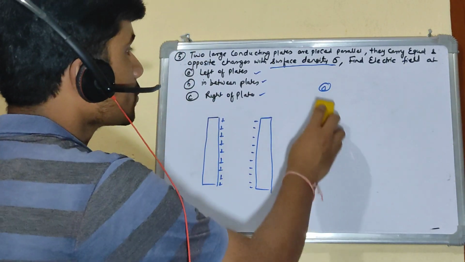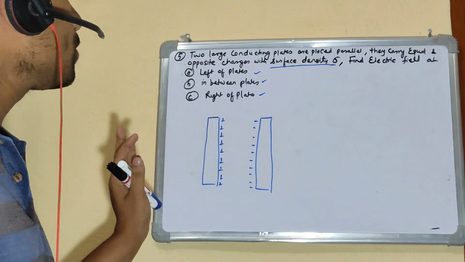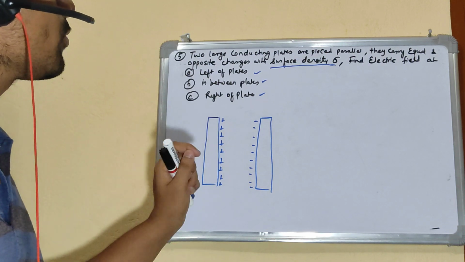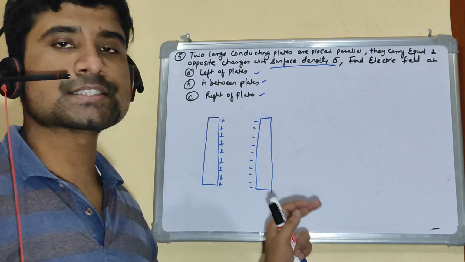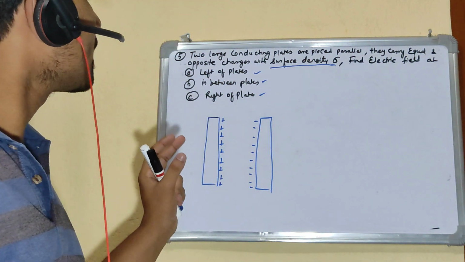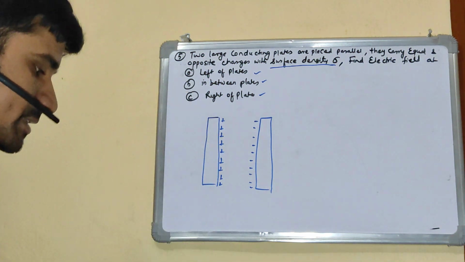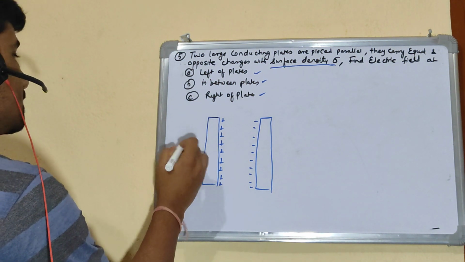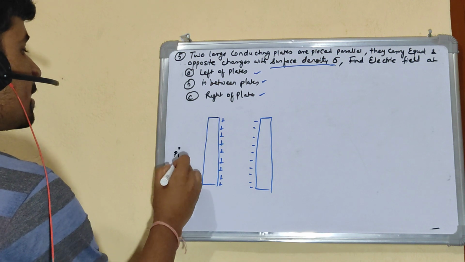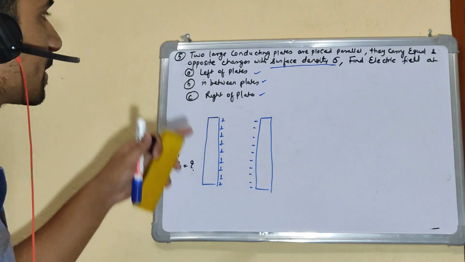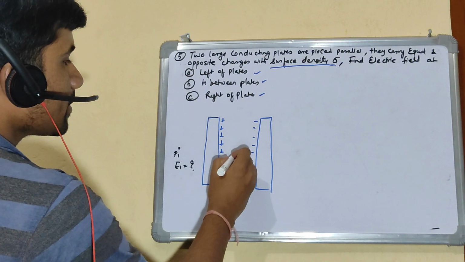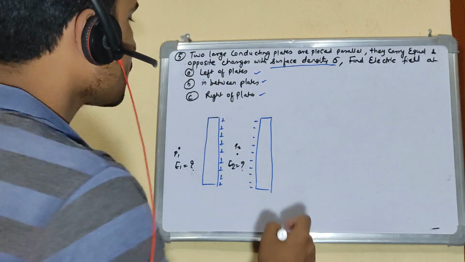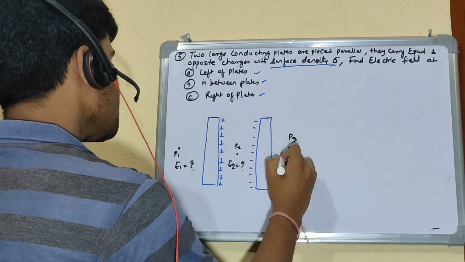Right? So the next question is, two large conducting plates are placed parallel to each other. They carry equal and opposite charges with surface charge density sigma. Find the electric field at, first, left of the plates. Let me point, give me some points. So left of this plate, any point here, let's say P1, and I need to calculate E1 here for the first part. In between the plates, any point, let's say P2, I need to calculate E2 here. What is E2? Electric field, right? Right of the plates, let's say point P3. What is E3 here, right?